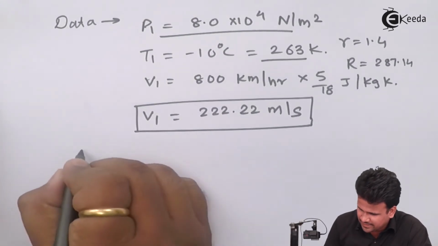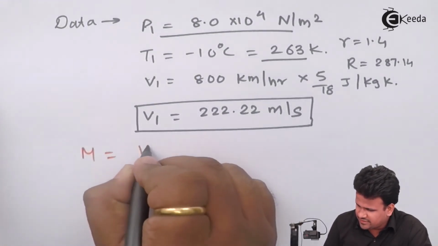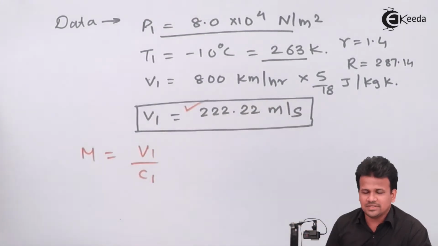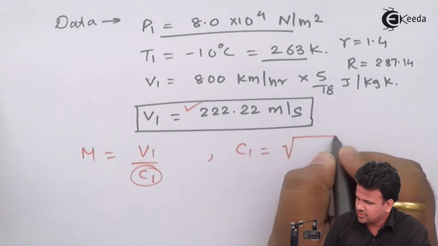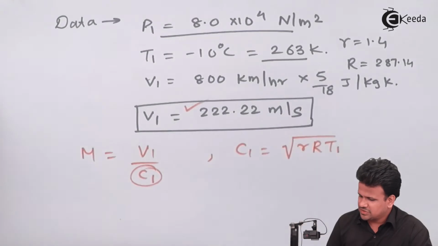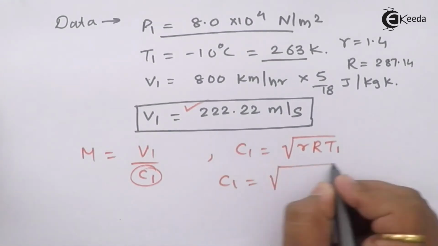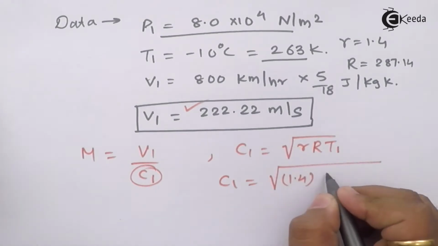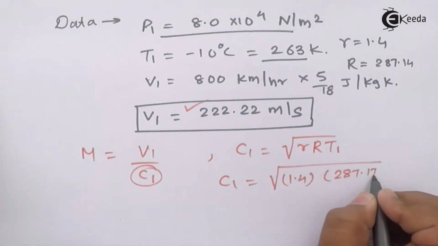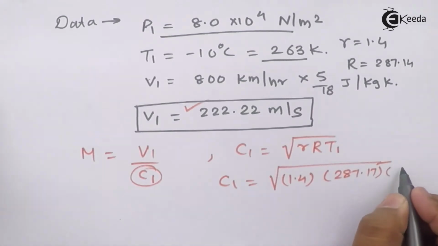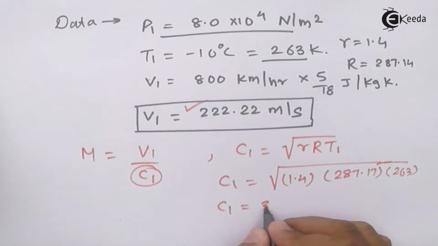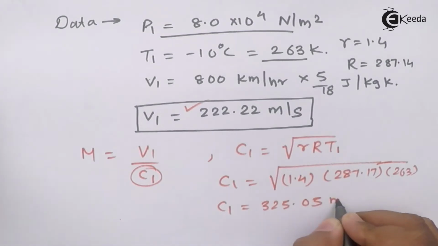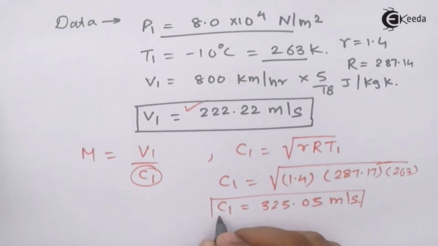So let us use this formula. First, to calculate Mach number, we need V1 upon C1. We have the value of V1, we have to calculate the value of C1. C1 is given as square root of gamma into R into T1. So let us substitute this. C1 is equal to gamma has a value of 1.4, R has a value of 287.17 and T has a value of 263. So C1 will be equal to 325.05 meters per second. That is the value of C1, the velocity of sound in air.